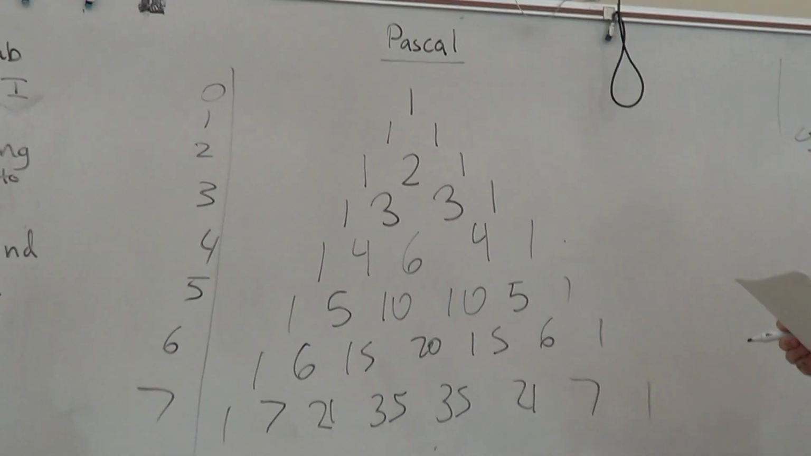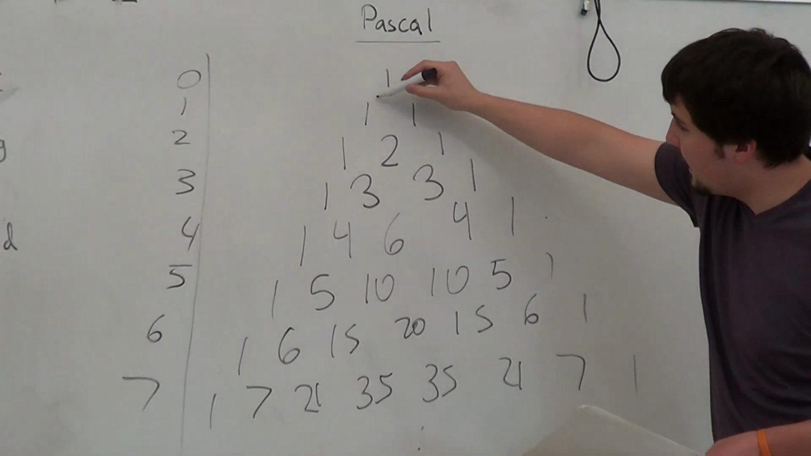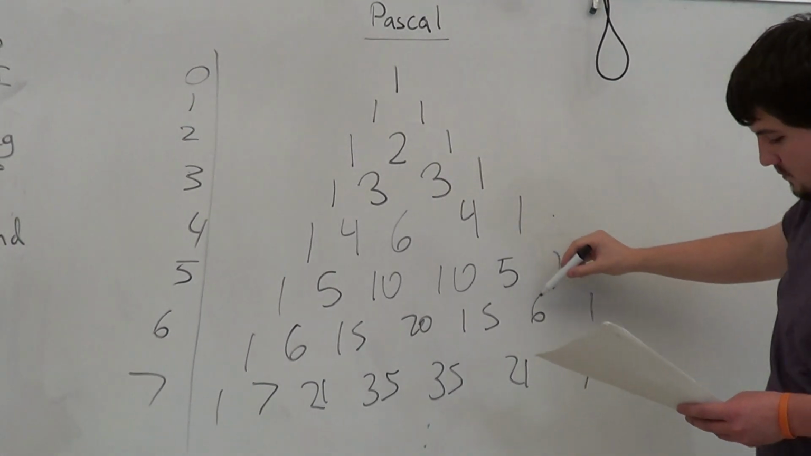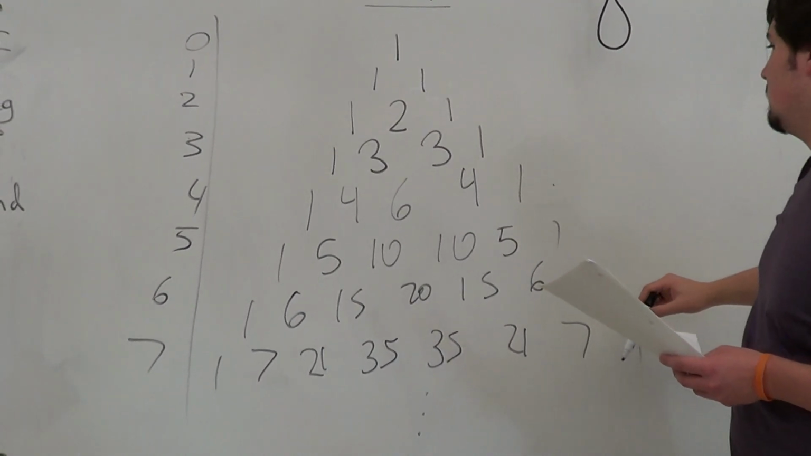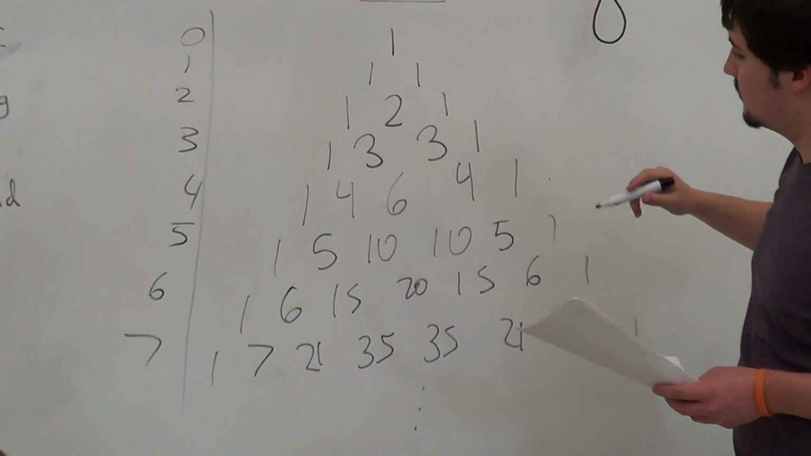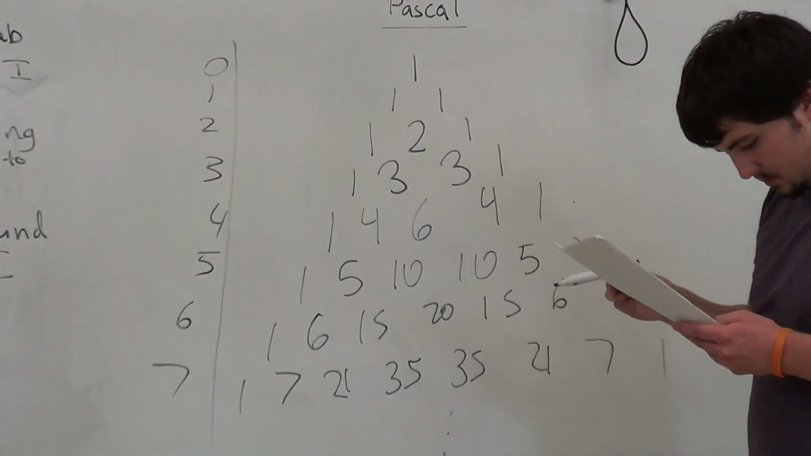Look at this diagonal. 1, 2, 3, 4, 5, 6, 7. Well, it does make sense because it's the row number, right?